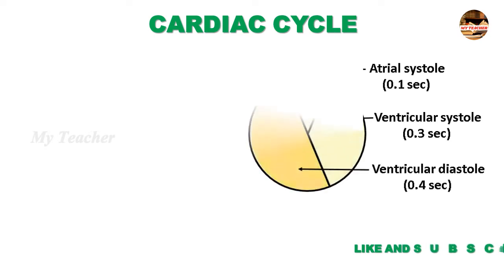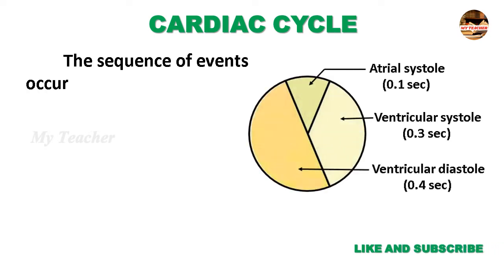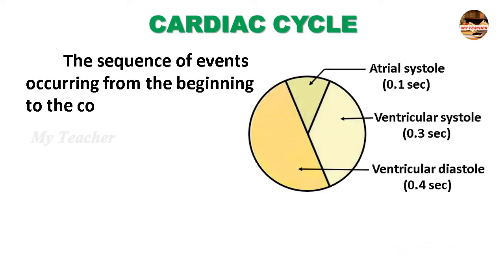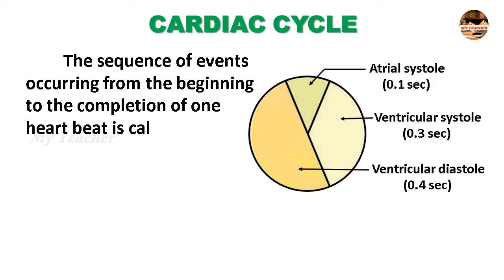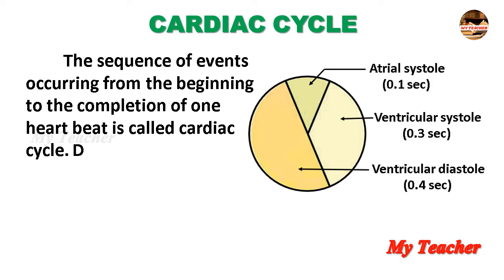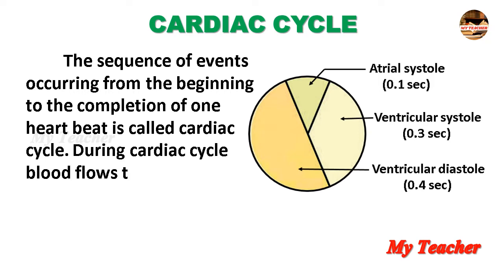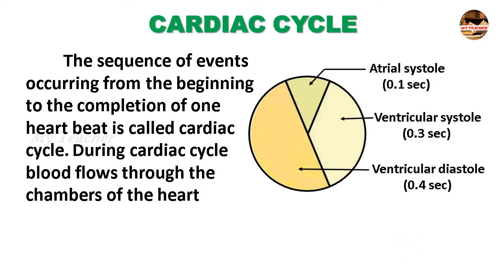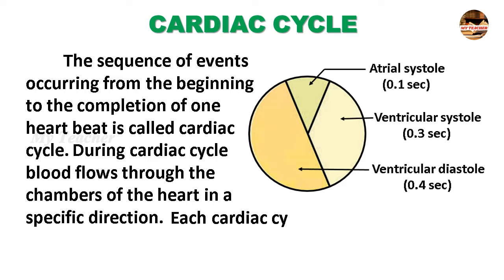Cardiac cycle. The sequence of events occurring from the beginning to the completion of one heartbeat is called cardiac cycle. During cardiac cycle, blood flows through the chambers of the heart in a specific direction. Each cardiac cycle lasts about 0.8 seconds.